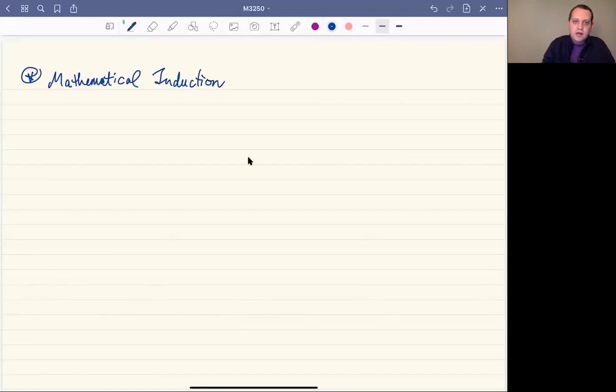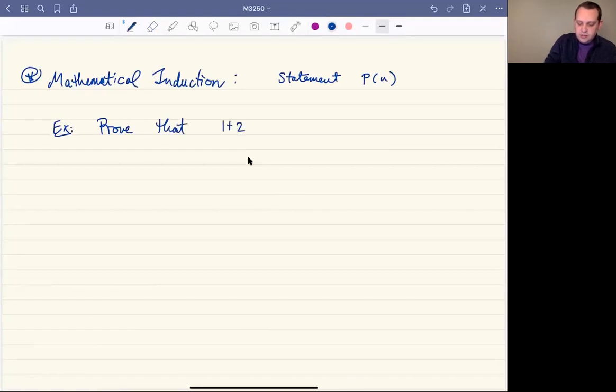So mathematical induction is a way to prove, let's say we have some statement P of n, where the first example that we'll do just to make this concrete is, let's say we want to prove that if I take the sum of the first n positive integers, so 1 plus 2 plus 3, all the way up to n, we end up with this nice formula, n times n plus 1 over 2. So I want to prove that that statement holds for all n greater than or equal to 1.